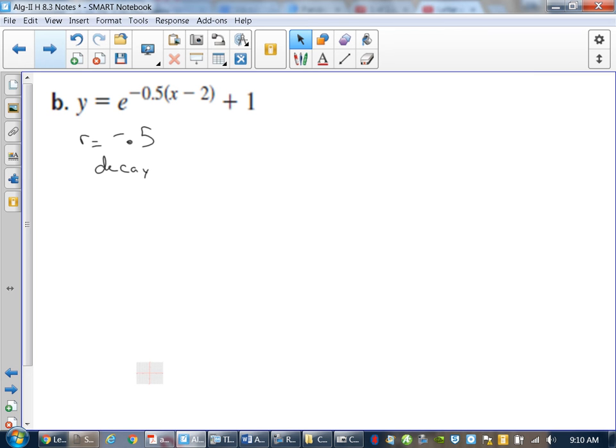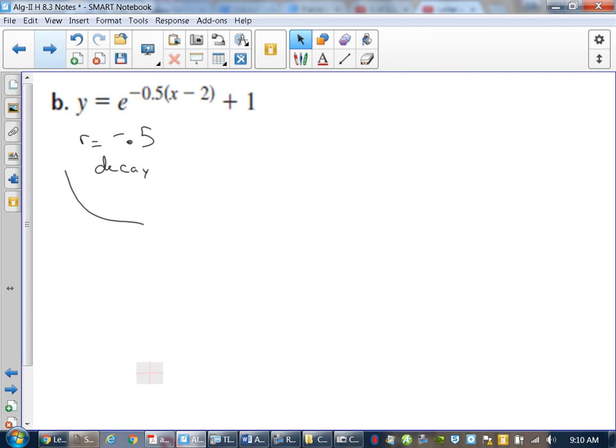Our a value here is what? 1. Now think back to what your a values meant before for direction. If it's decay and my a value is 1, is it going to be moving down to the right, or moving up like that? The top one. Yes, it has to look like that. That's what decays do if the a values are positive.